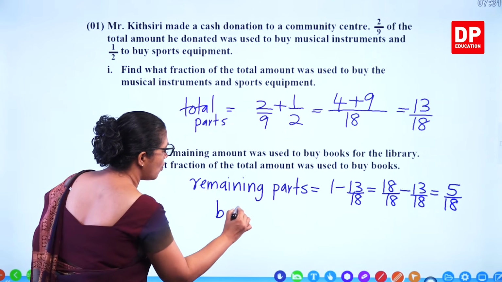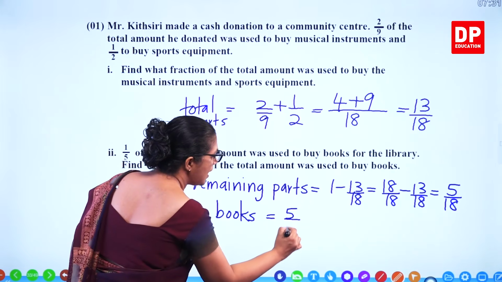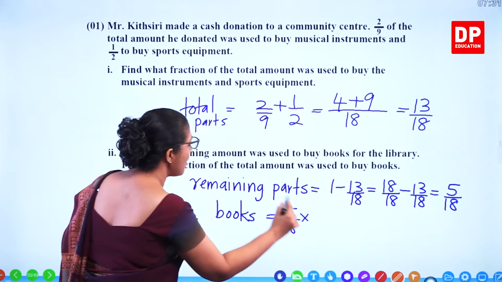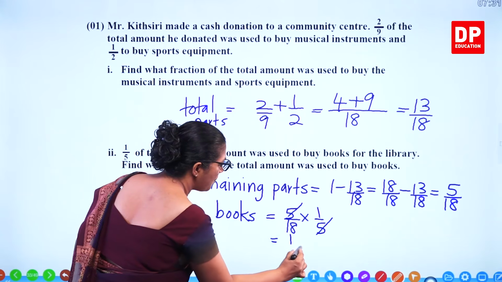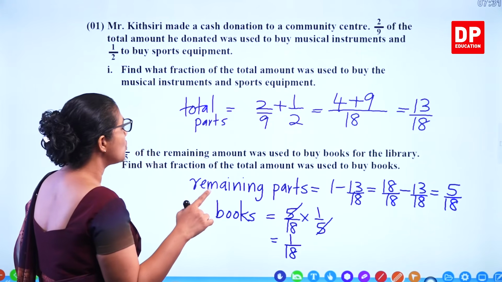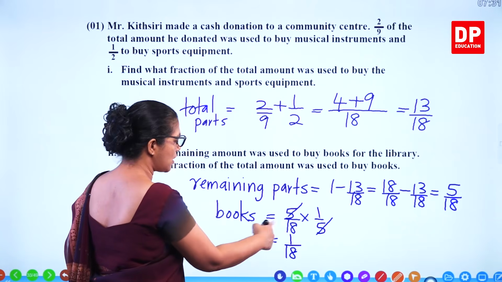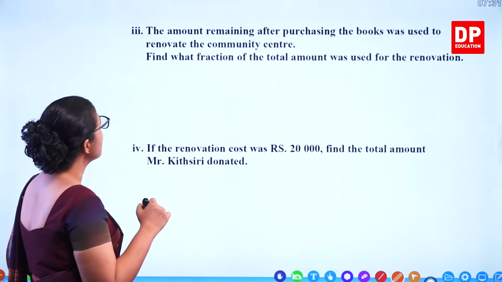Then 1/5 of the remaining part was used to buy books. So what's the part for books? 5/18 multiplied by 1/5. So it's 1/18. So what fraction of the total amount was used to buy books? 1/18. Now let's take the next one.